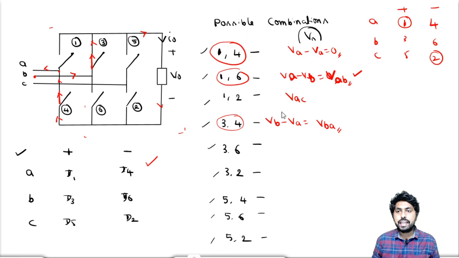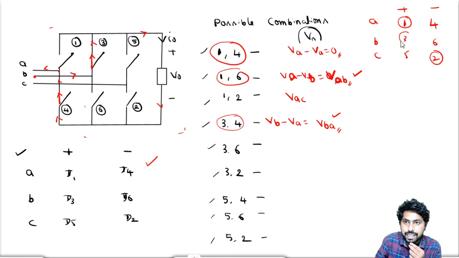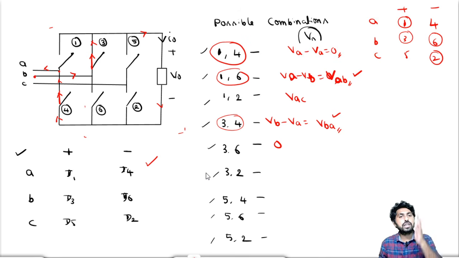So again 3 and 4. When 3 and 4 are closed, B is connected to the positive and A is connected to the negative, so it will be VBA. When 3 and 6 are closed, what happens? B phase, VB minus VB, so it will be 0. When 3 and 6 are closed, it will short circuit the load, so the output voltage will be 0.